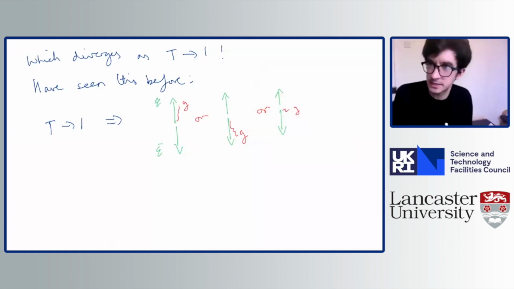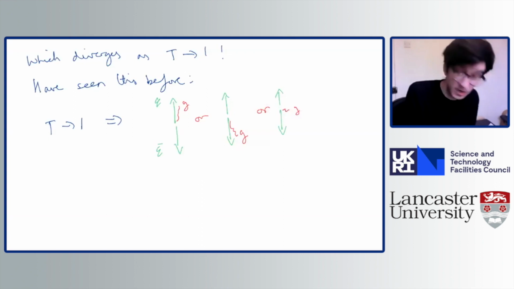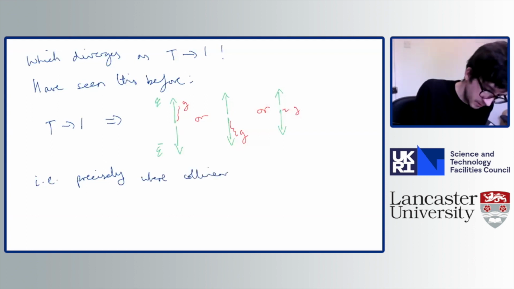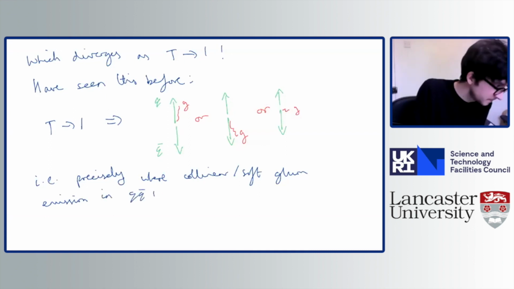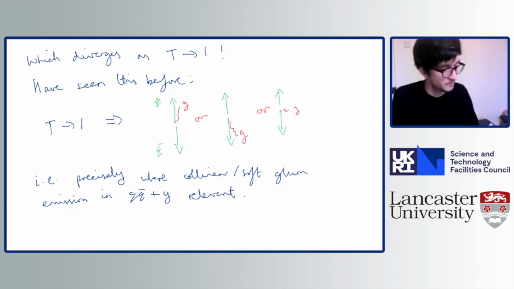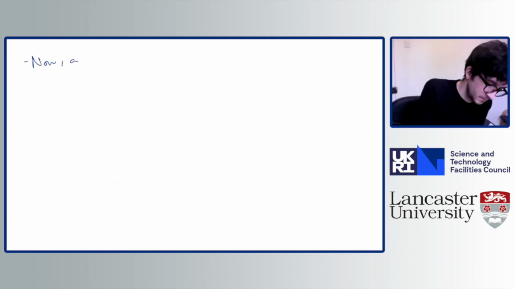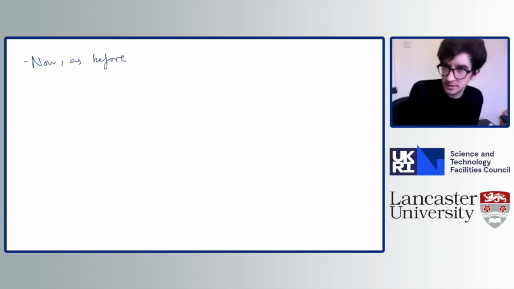Remember, I've started with the expression for the real cross section here. So these are precisely where the collinear and the soft gluon emission in QQ bar plus gluon is relevant. Okay, so it's no surprise. Now, again, as before, I've not included the virtual yet, so nothing's infinite, everything's well behaved.